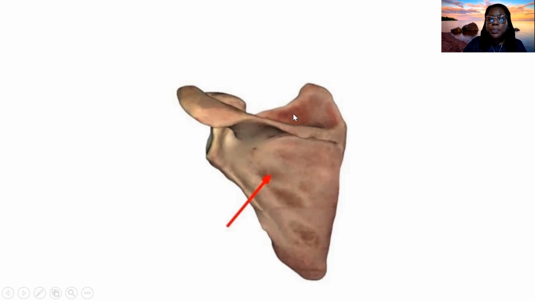We can appreciate some of the spaces that this spine is creating. So we've got the infraspinous fossa as well as the supraspinous fossa on top. And again, thinking about our view, thinking about the lateral versus the medial end, this is going to help us determine whether we're seeing the left or right scapula. This is the left.